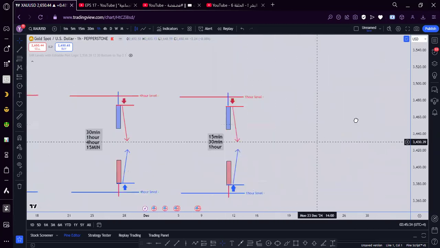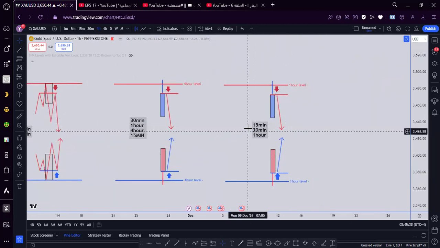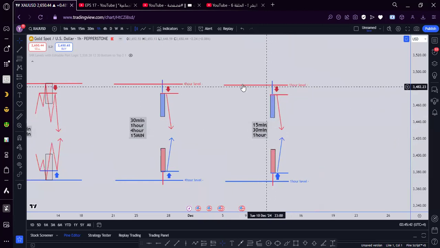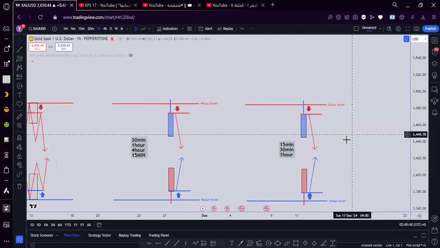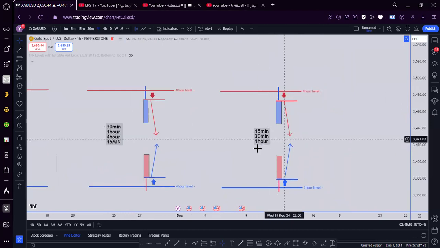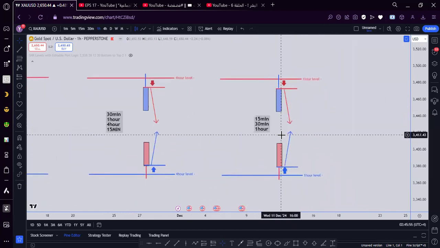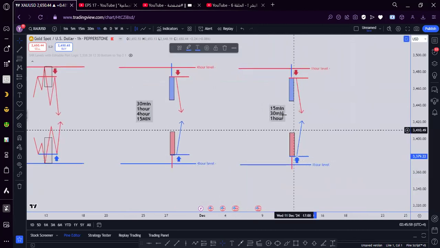So on the 1-hour level, if you had a bullish candle, a 15-minute or 30-minute or even 1-hour bullish candle, rejected from your level on the bearish KM level, just take your trade directly after the candle closed. Remember, 15-minute, 30-minute, 1-hour time frames candle rejected. And it's the same for the buy trades.